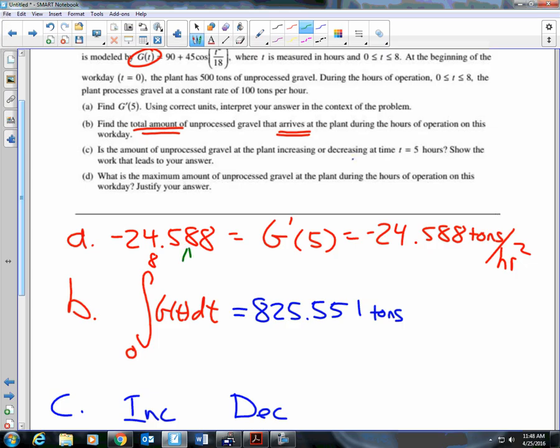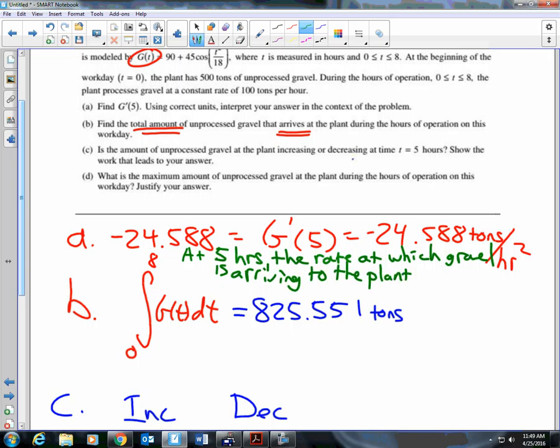This means at 5 hours, the rate at which gravel is arriving to the plant is decreasing at a rate of 24.588 tons per hour squared.